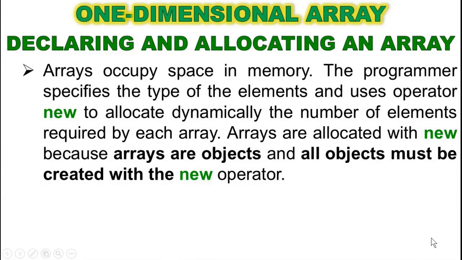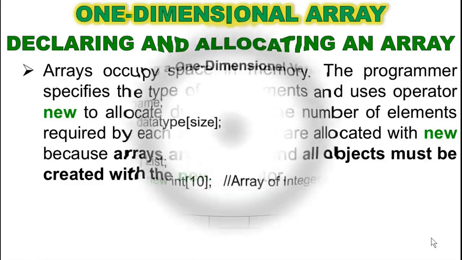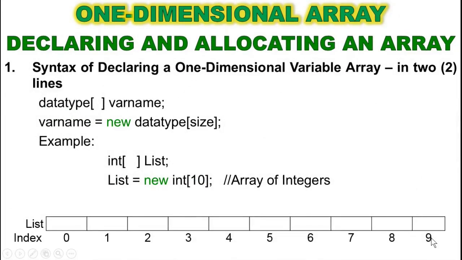Declaring and allocating a one-dimensional array. Arrays occupy space in memory. The programmer, like you, specifies the type of the elements and uses operator new to allocate dynamically the number of elements required by each array. Arrays are allocated with new because arrays are objects and all objects must be created with the new operator.